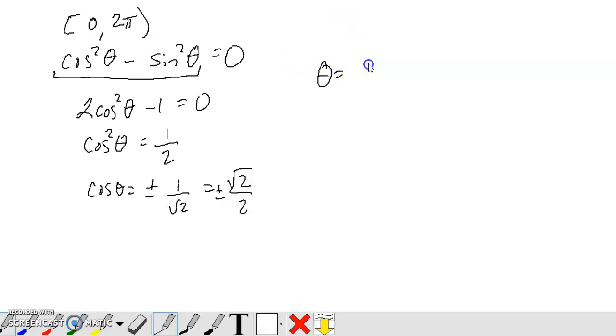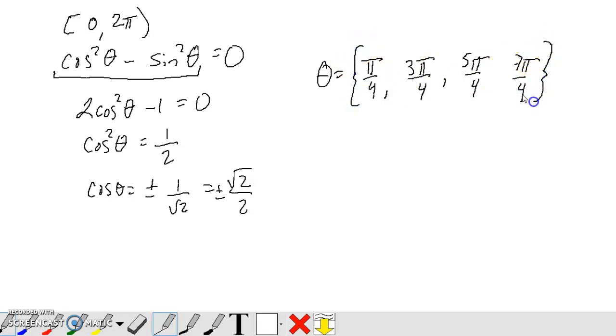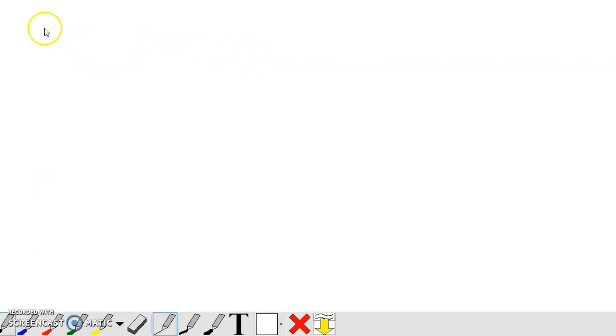So where am I going to be? Quadrant 1, pi over 4. Quadrant 2, 3 pi over 4. 5 pi over 4 for quadrant 3. And then 7 pi over 4 for quadrant 4. Again, I didn't square both sides, so I don't have to worry about checking, but I can plug it in. If I plug in pi over 4, this will be root 2 over 2 minus root 2 over 2 is equal to 0. So again, 0 is equal to 0.